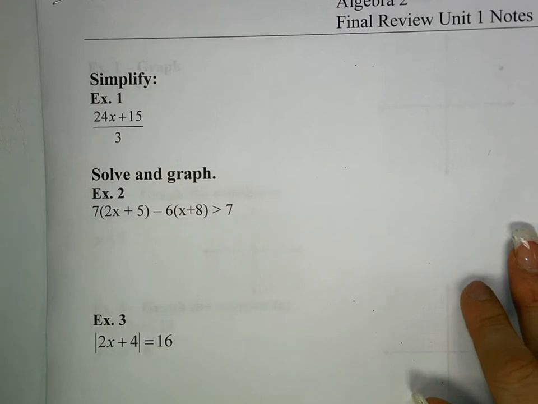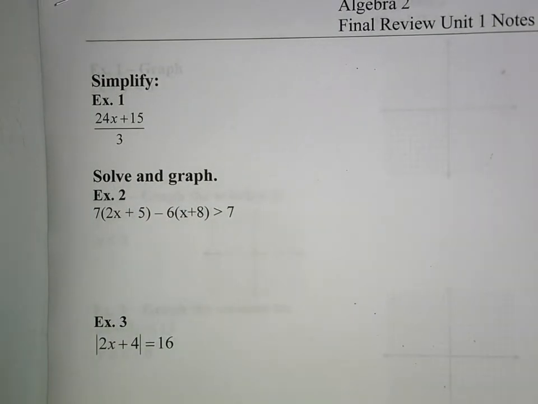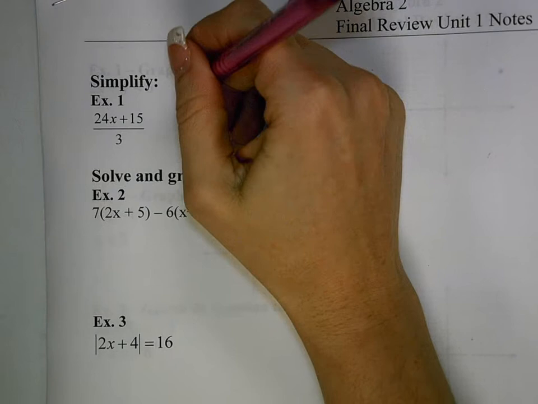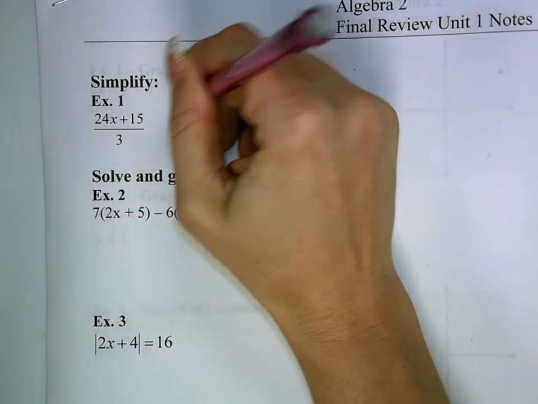So we're going to work on Unit 1. Any ideas? How do I simplify number 1? Divide 3 and 15. Close. No, but separate them. Separate them, exactly. So separate into 2 fractions.